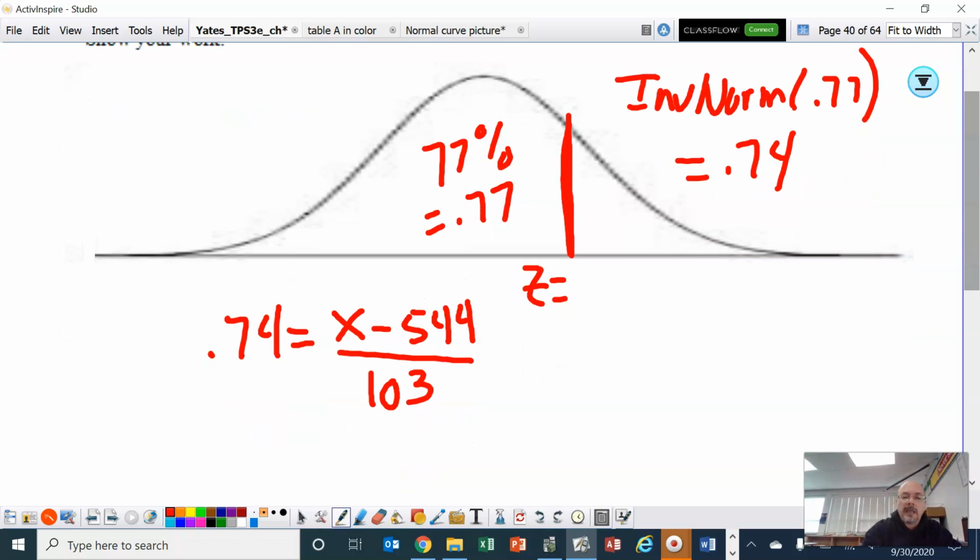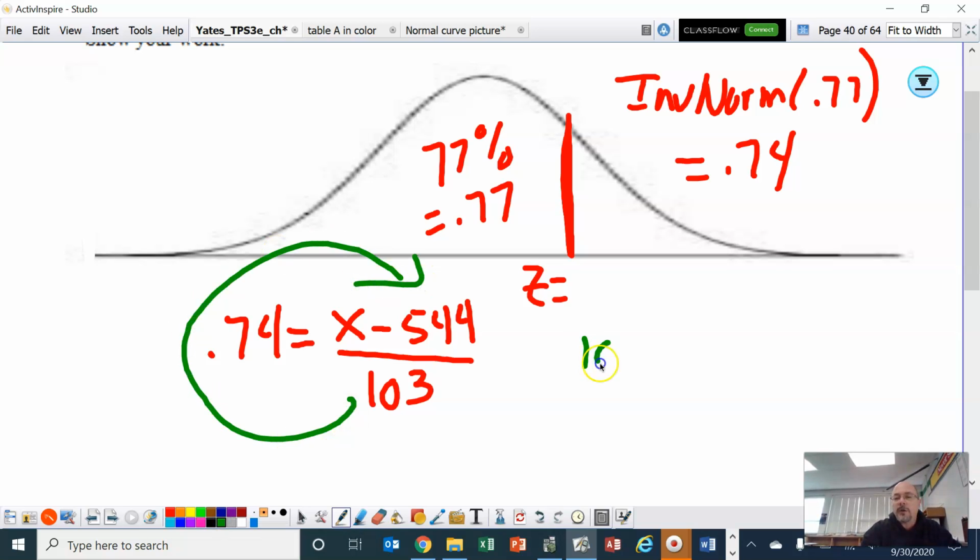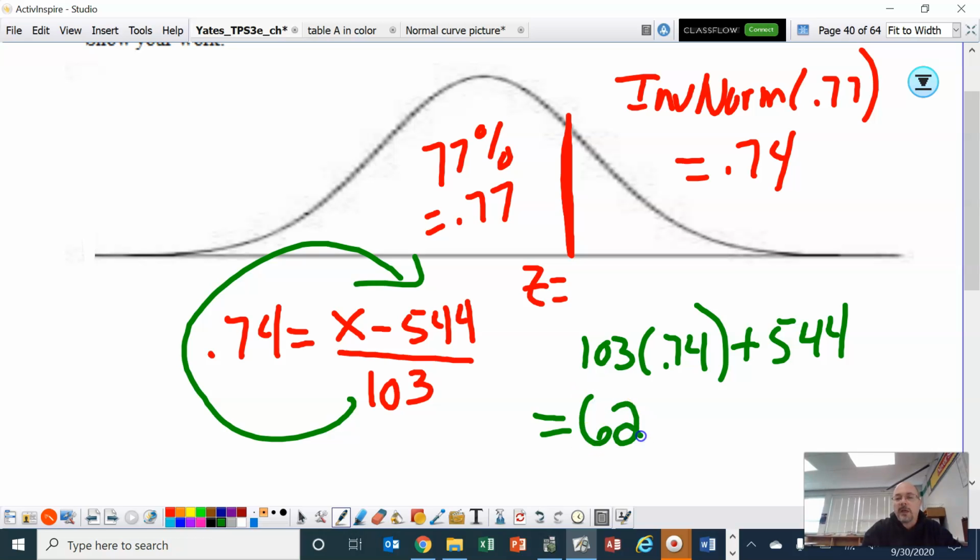So we're going to go ahead and do this little loop. All right, I'm going to go backwards, but I'm going to do it this way. So I'm going to take 103 times the 0.74, and I'm going to add 544. Go backwards. Okay, and so your score is 620. Now there's a decimal on that, but they're not going to give that to you, so we round it. So 620 is your score.